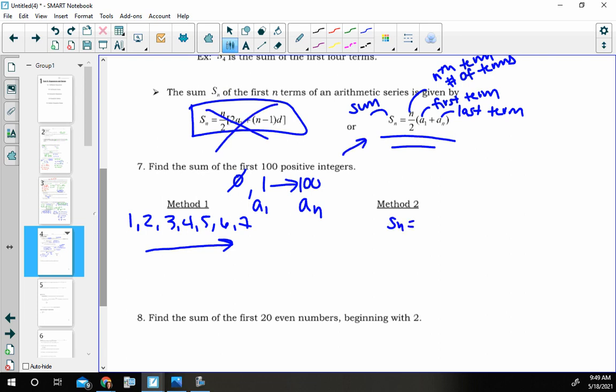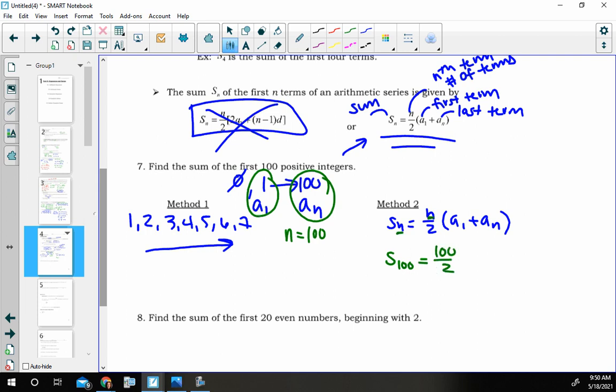So S of n is equal to n divided by 2, A sub 1 plus A sub n. Let's figure out what we do now. I know my A sub 1, which I already talked about, is 1. I know my last term is 100. I'm going from 1 to 100, so there are 100 terms. So I'm doing S of 100, because my n is equal to 100. That's how many terms, n. So I put my 100 over here too. I'm doing my A sub 1 plus my A sub n.